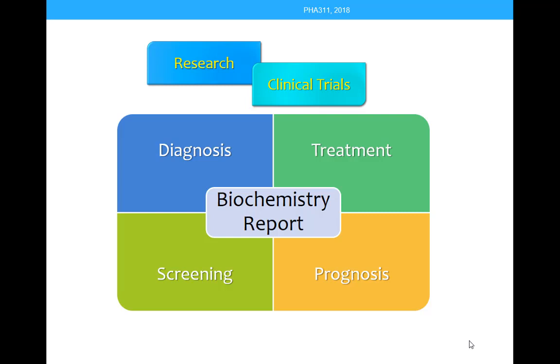So many of you, I hope, will not stop at this level. You will go on doing your postgraduate degrees and PhDs and so on. Then you will be looking at research and clinical trials and these kinds of areas where clinical biochemistry has a very important role to play. Okay.